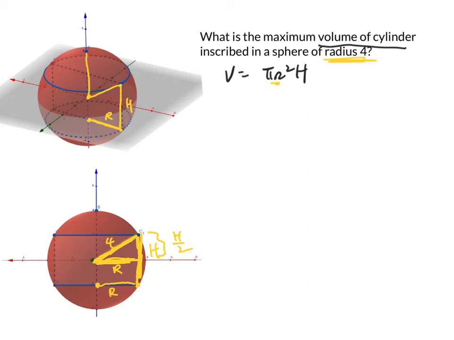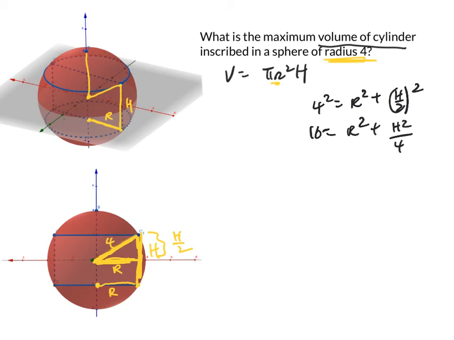In other words, there is a right angled triangle that will not change in terms of its relationship with each other, meaning the Pythagorean relationship. So in other words, 4 squared is equal to r squared plus half the height squared. And if we just expand, we end up getting the following.